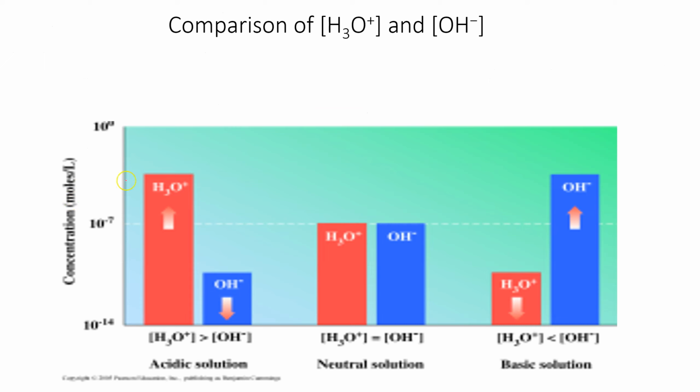So here's another visual for the hydronium and hydroxide. If they're equal, you're neutral, right? If hydronium is bigger than negative 7, like it is here, you're going to be considered acidic. And if hydroxide is bigger than negative 7, you are basic. So negative 7 is your cutoff.